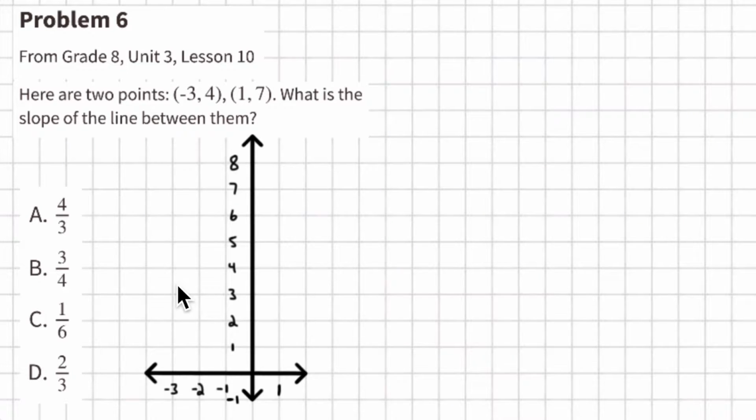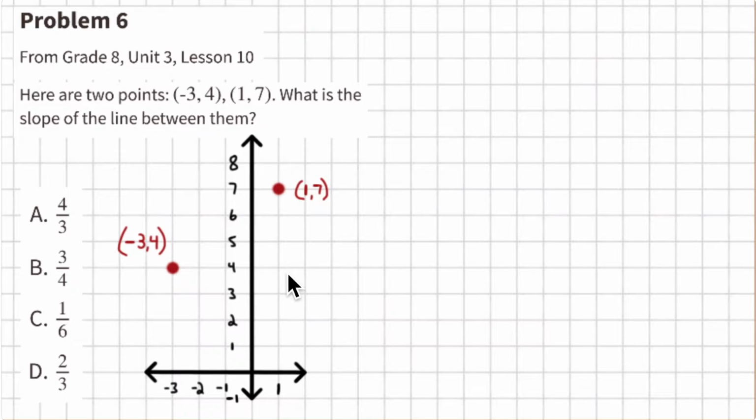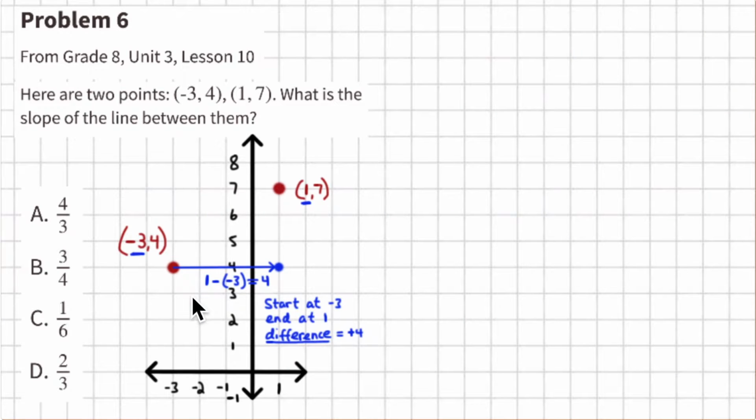So these are similar images as in the short version. So here's the coordinate grid. Here are the 2 points, (1, 7) and (-3, 4). And to calculate the length along the horizontal axis... Now the slope is the ratio of the length along the vertical axis to the length along the horizontal axis. And here is the length along the horizontal axis.